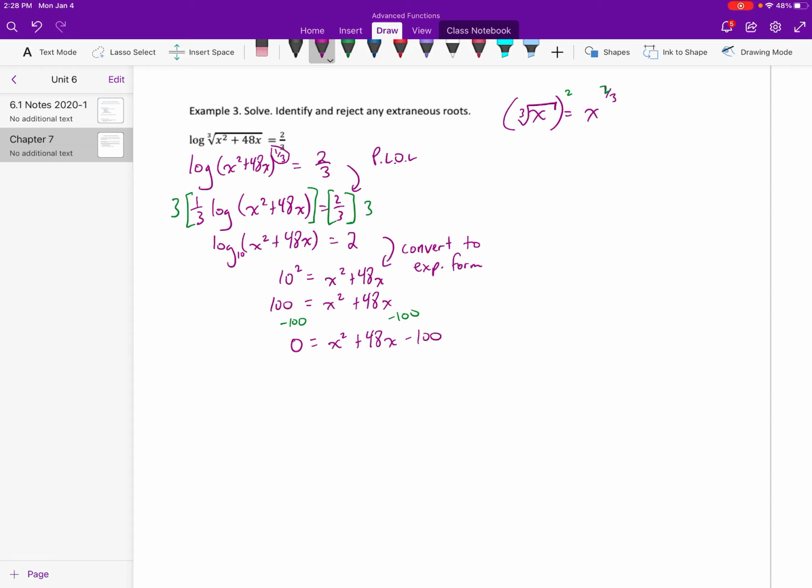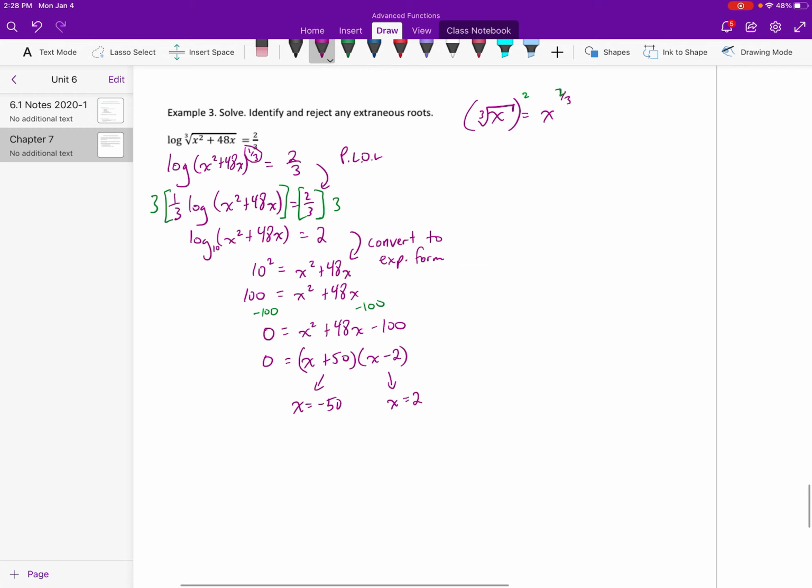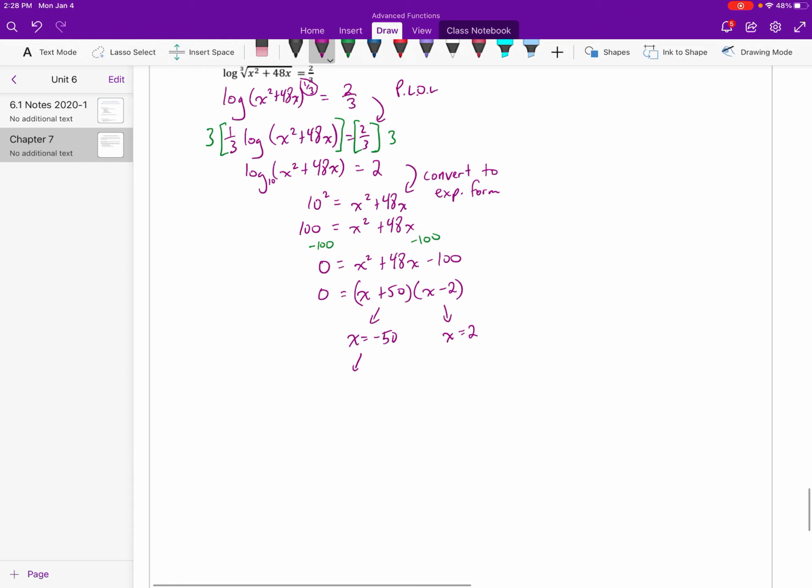And again, we look for ways to factor this if possible. So what adds to 48 and multiplies to negative 100? Those numbers are 50 and negative 2. Therefore, the solutions are x equals negative 50 and x equals positive 2. And again, we're going to identify and reject any extraneous roots, so imposters that have come in pretending to be a solution when they're not truly a solution.